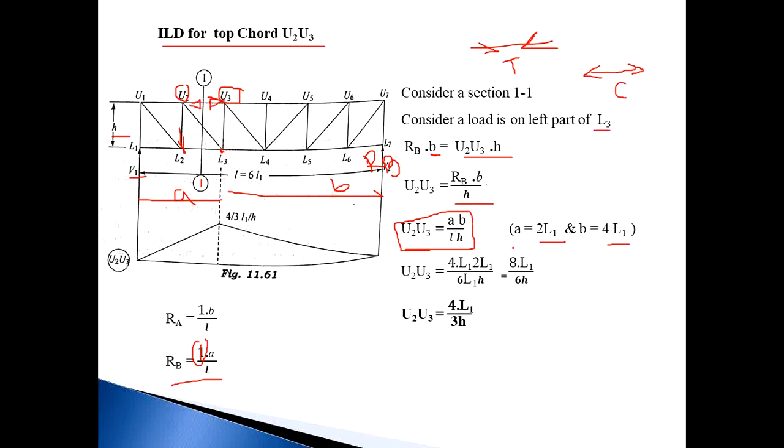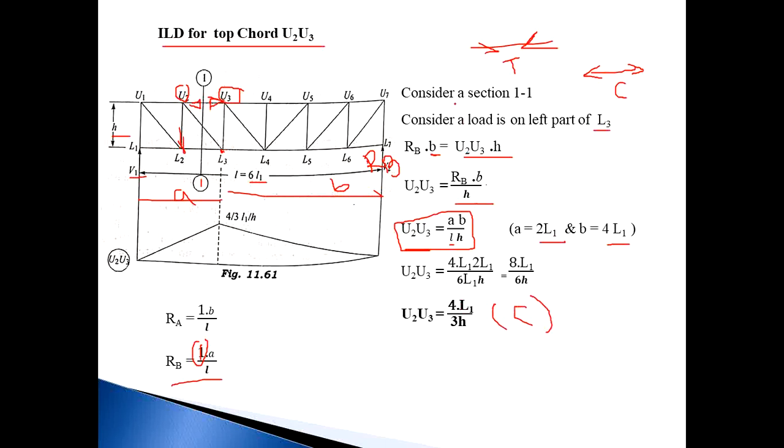So A is equal to 2 L1, B is equal to 4 L1, and L, the total span of the truss, is equal to 6 L1. So 4 L1 into 2 L1 divided by 6 L1 into H. Simplifying, 4 into 2 is 8, 6 remains as it is, so 8 L1 upon 6H. So our answer is U2U3 is 4 L1 upon 3H, and this is in compression.